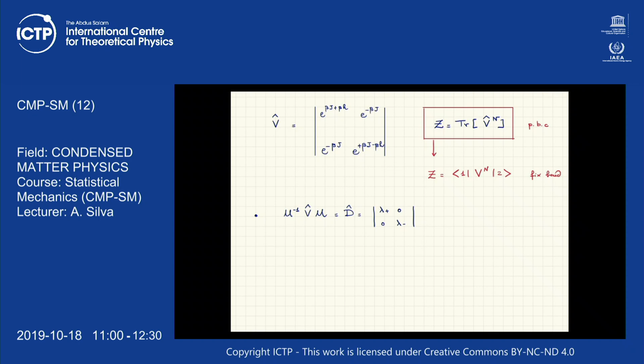Then it is evident that Z is going to be equal to the trace of V times V times V, n times, right? But this is equal to the trace of V times U to the minus 1 times V times U to the minus 1 times V, etc., times U to the minus 1 times V, right? Because U times U to the minus 1 is 1, is the identity. Okay? So this is the identity.